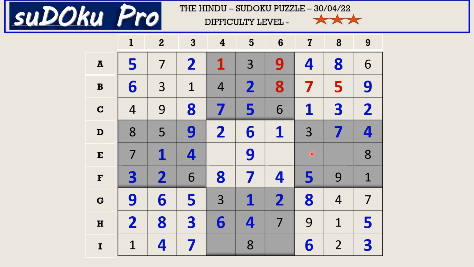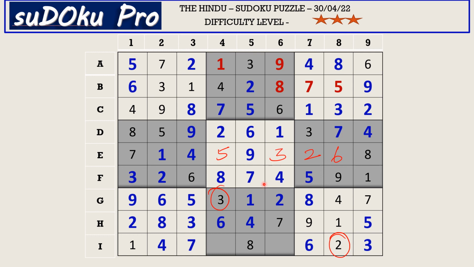The missing numbers in this block are 2 and 6. There is 2 blocking from here. So E8 takes 6 and E7 takes 2. The missing numbers here are 3 and 5. There is 3 blocking from here. So E4 takes 5 and E6 takes 3.